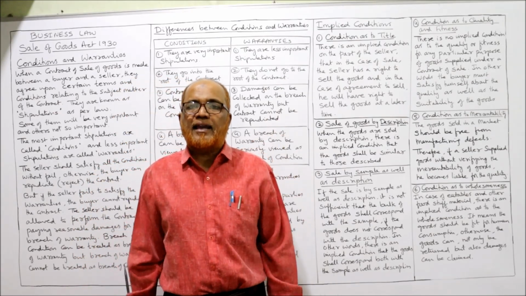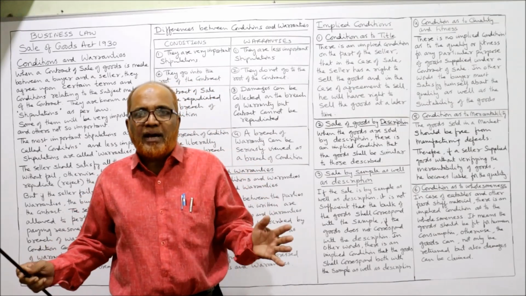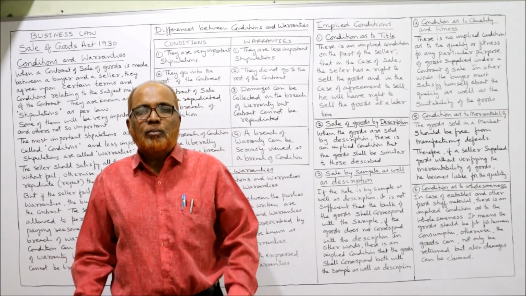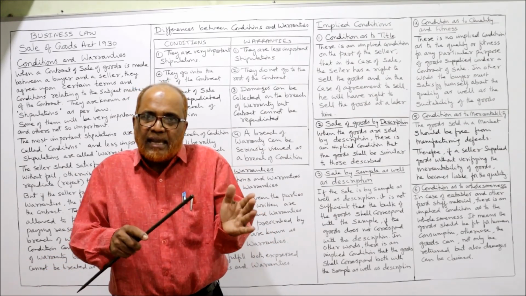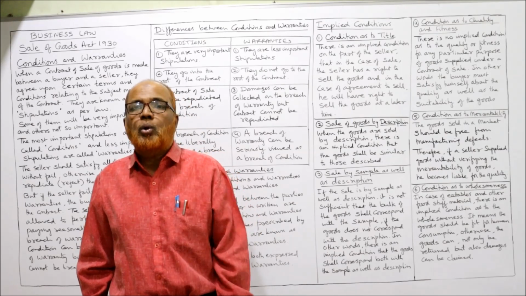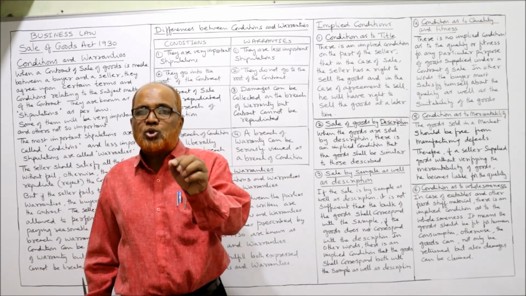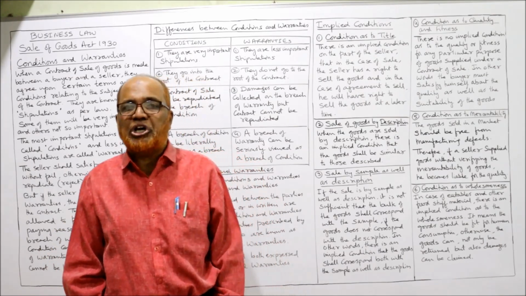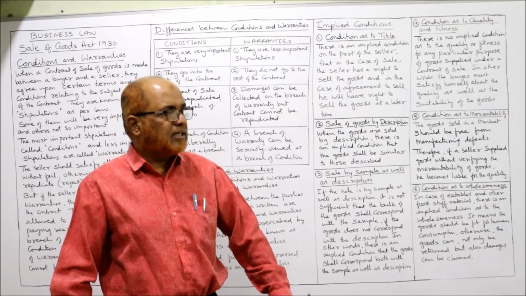Similarly, an air conditioner is purchased. Why will a person purchase an air conditioner? To make the complete room cool, he is purchasing. So, the seller of an air conditioner must sell only an air conditioner which cools the room. That means merchantability means the goods should be free from any manufacturing defect. There should not be any manufacturing defect in the products.